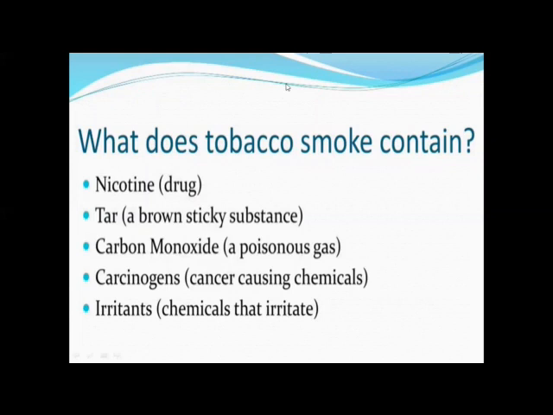So what does tobacco smoke contain? Firstly, it contains nicotine, which is a drug present in tobacco smoke. It contains tar, a brown sticky substance, carbon monoxide, a poisonous gas, carcinogens, which are basically cancer-causing chemicals, and irritants are chemicals that irritate. So before I talk about each of these components in detail, let's see a summary of these.